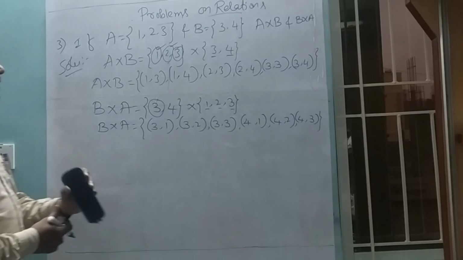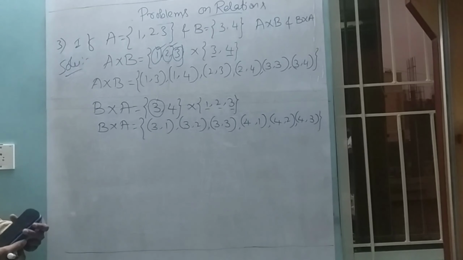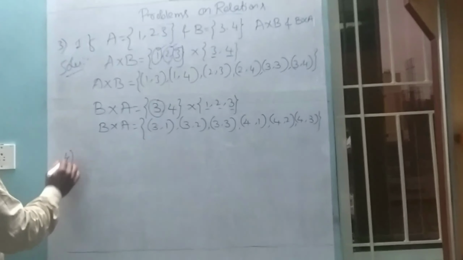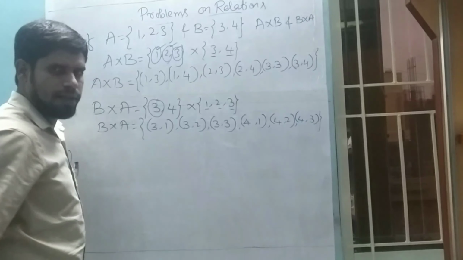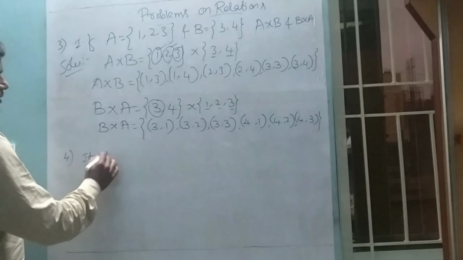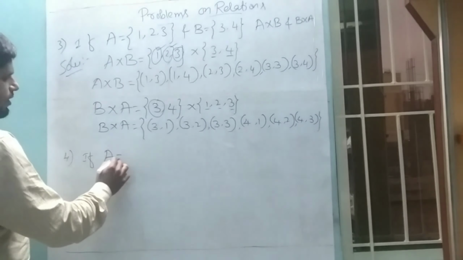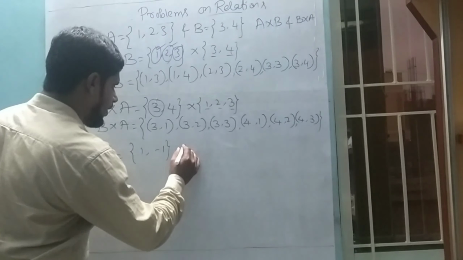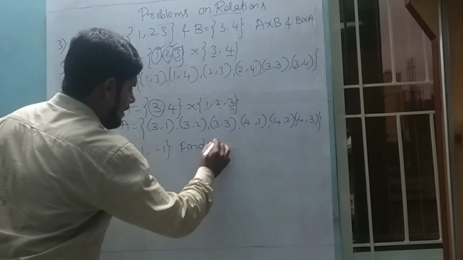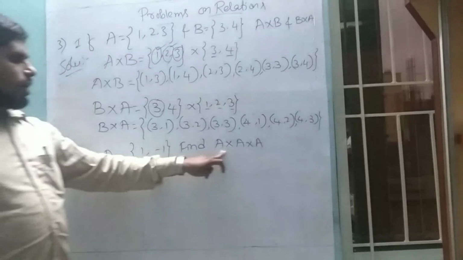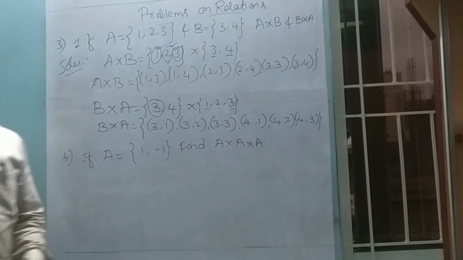Like this we will find ordered pairs. Okay. If suppose I have a single set, then how to multiply? Let us see. If A equals 1 comma minus 1, it has just 2 elements, only one set I have, and if I want to find A cross A cross A, 3 times I should take the Cartesian product of set A.